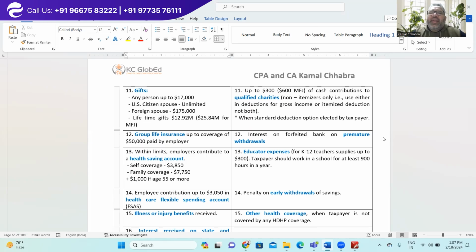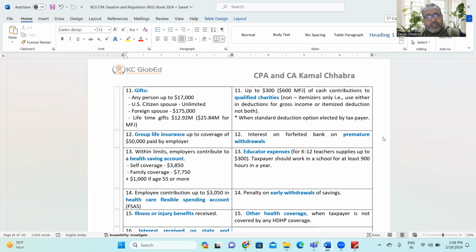But more than that, if you want to make any contribution, you should have proper documentation and it has to be routed through the bank. So cash contribution you can make maximum $300 or jointly $600, but beyond that it should not be in cash. It should be through the bank, right? Or if it is a property, then fair market value of the property. One thing is that. Second is, this contribution to the qualified charitable institution is also eligible for itemized deduction. So when we come to the itemized deduction, we'll be discussing that.